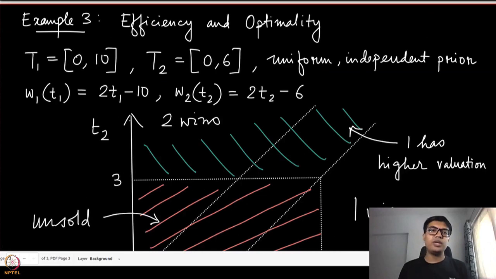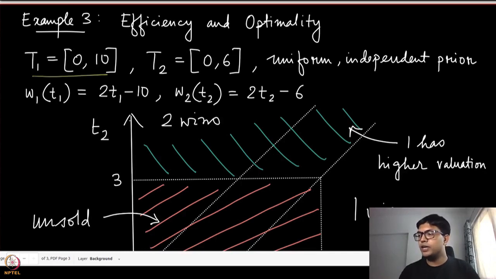All right, so now we are going to talk about the efficiency part of this optimal mechanism. So far we have not worried about the sum of the valuations of these agents, or whether we are allocating the object in the efficient way. We are just trying to maximize the revenue of this mechanism. And in this example, we'll see that there is a kind of tension between efficiency and optimality.